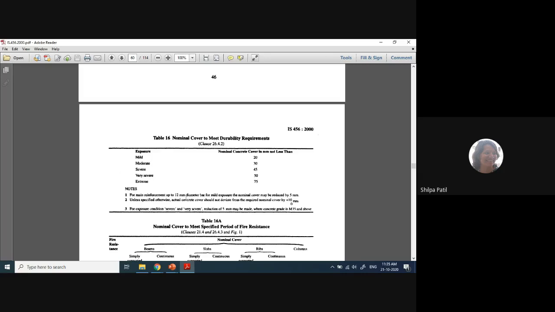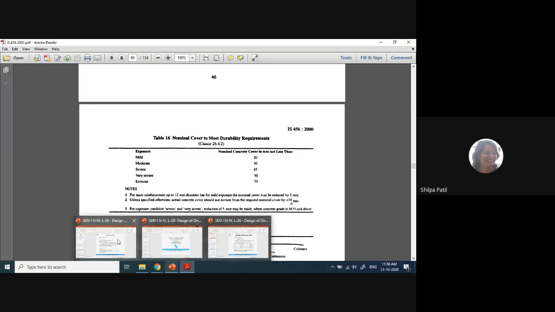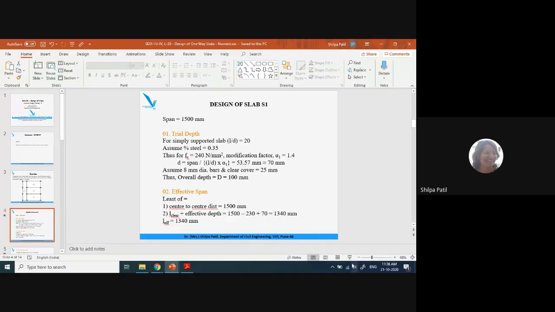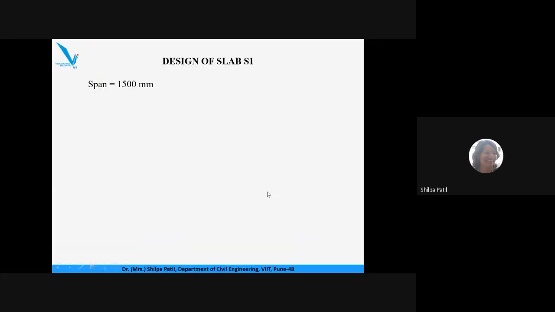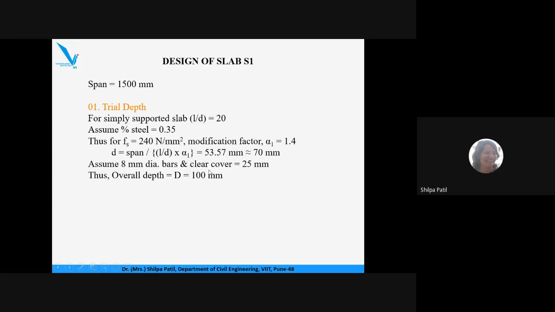For main reinforcement up to 12 mm diameter bar, for mild exposure, the nominal cover may be reduced by 5 mm, but I'm adding it, means increasing. Instead of reducing, I'm increasing the cover by 5 mm for a safer design. So 20 mm is required, you can adopt 20 as it is. I have added 5 mm more to make my design safer. After adding 5 mm, I'm assuming here the clear cover of 25 mm.